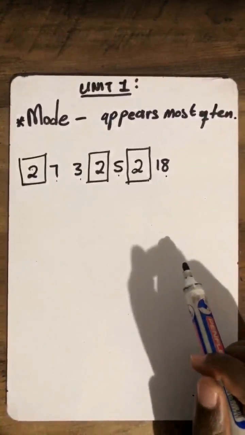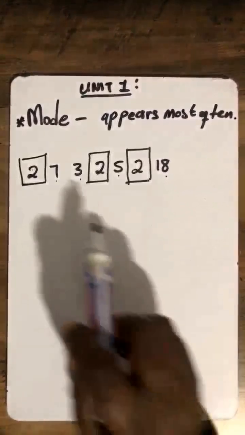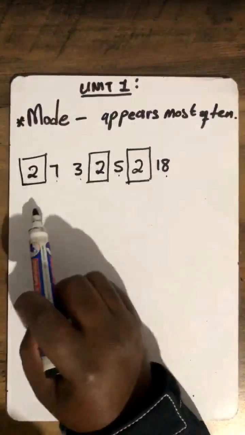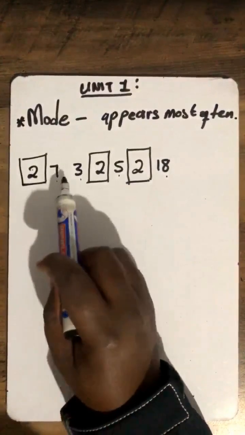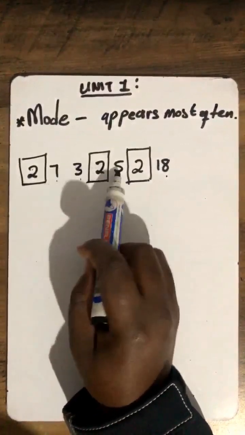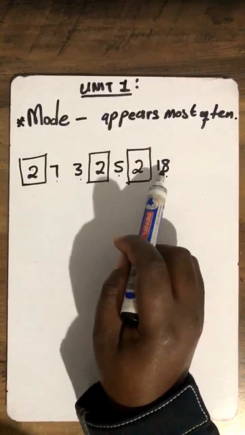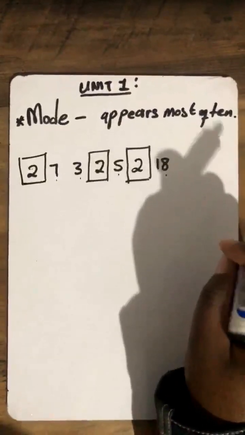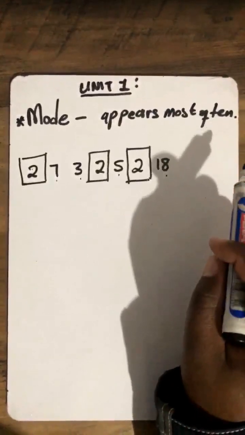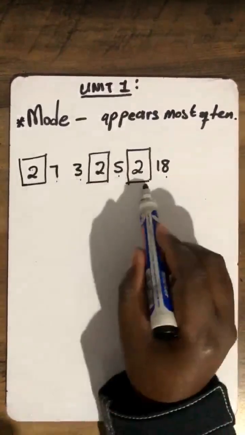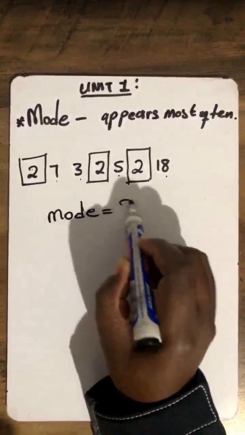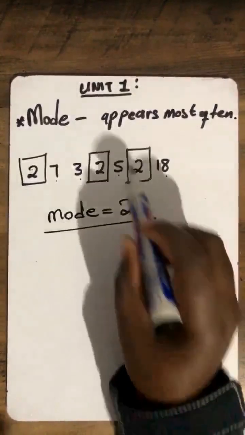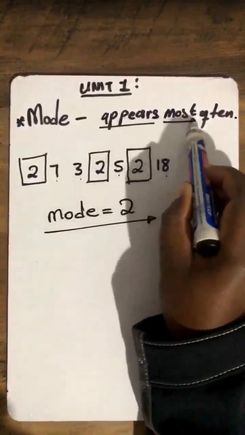Remember, guys, it doesn't necessarily mean that the mode is the smaller number. It could have been 7, it could have been 3, it could have been 5, could be 18. It's all about what is that number that repeats itself the most. So in answering the question of what is the mode, you're just simply going to say the mode is equal to 2. It is the number that appears most often.